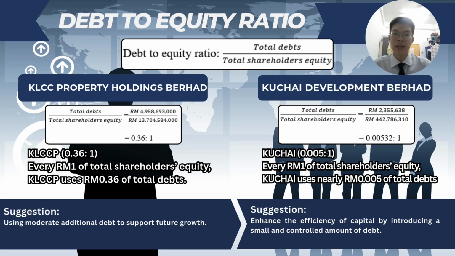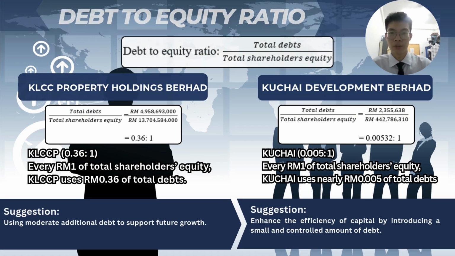Kuchai Development has an extremely low ratio of 0.005 to 1, meaning it uses almost no debt at all. This shows very low financial risk, but the company might improve capital efficiency by introducing a small and controlled amount of debt. In summary, both companies have low financial risk, but KLCCP uses debt more effectively, while Kuchai remains extremely conservative.